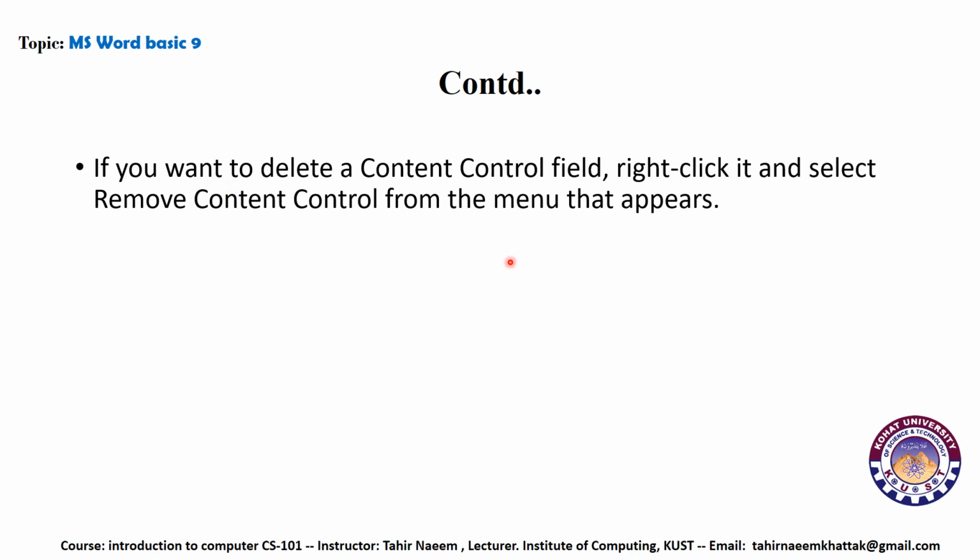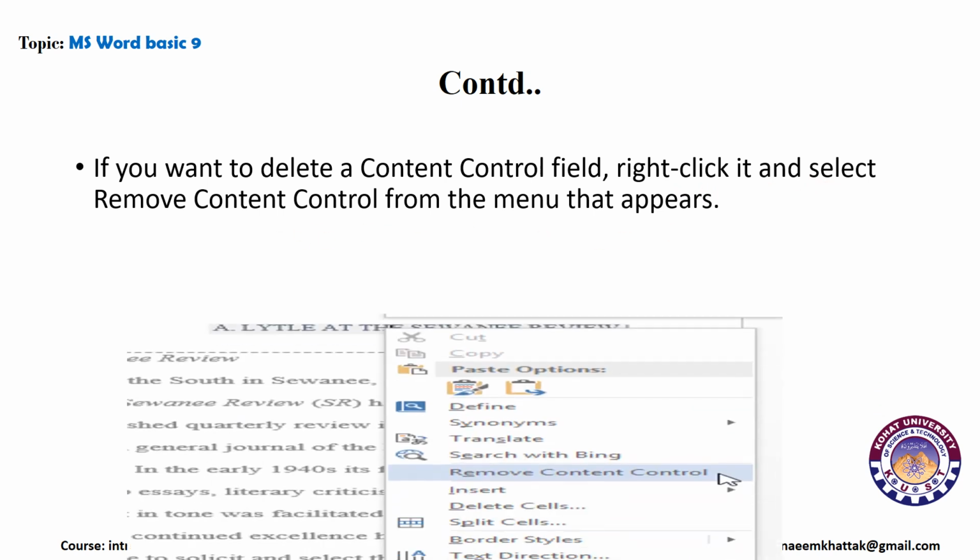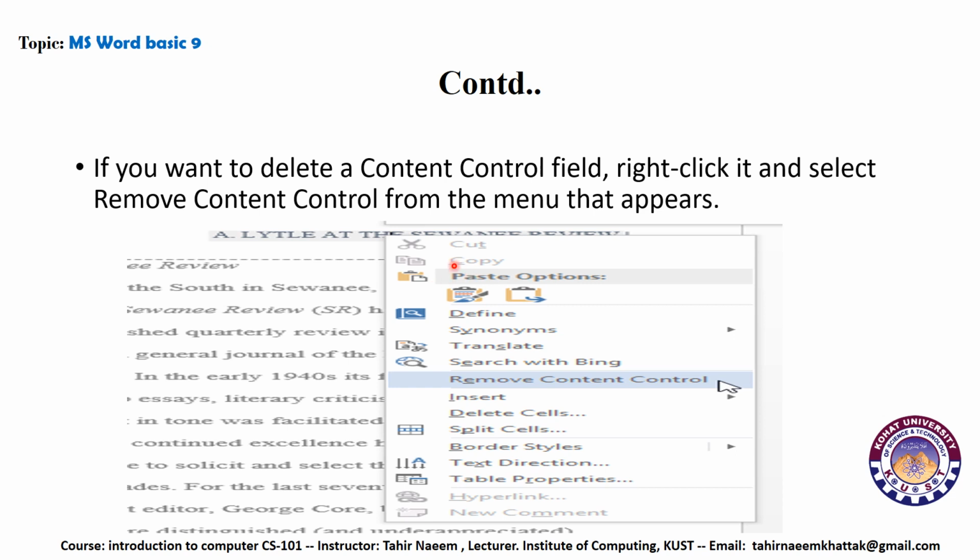If you want to delete a content control field, then we right click on it and select remove content controls from the menu that appears. As you can see here, we right click on it, and here remove content controls, and it will be removed from the header, as you can see from here. And there are other options available.